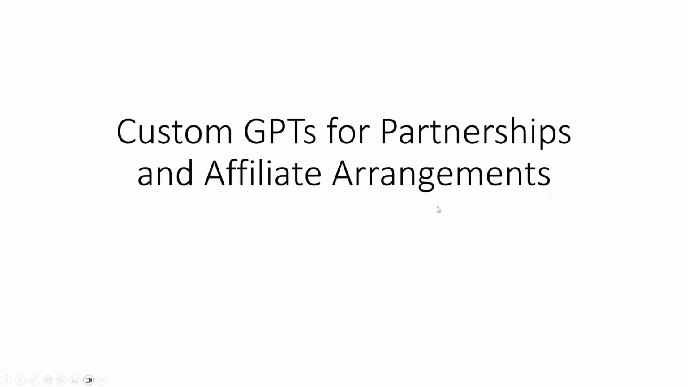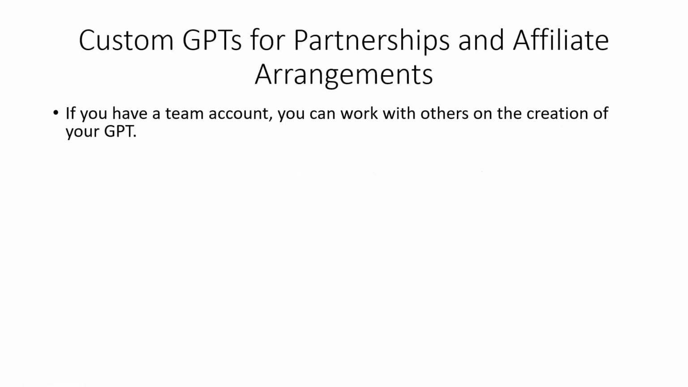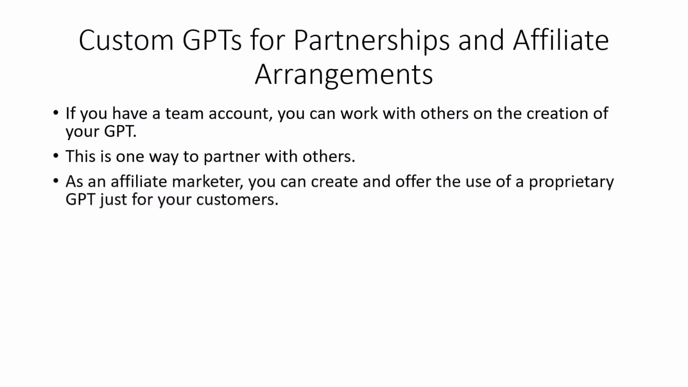And so let's get into using GPTs for partnerships and really affiliate arrangements. I just want to make this brief statement. If you have a team account, you can work with other people on the creation of your GPT. It's one way for you to partner with other people. So that's pretty much all I want to say about partnering. I do want to get into what you're going to do as an affiliate marketer. You can create and offer a proprietary GPT just for your customers. In other words, if people buy through your affiliate link, you're going to create something really special for them inside of a GPT, it has a USP in it, they can't get it elsewhere, and they're only going to get it if they buy through your affiliate link, right?